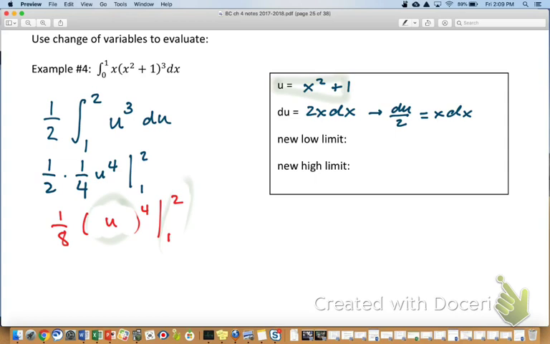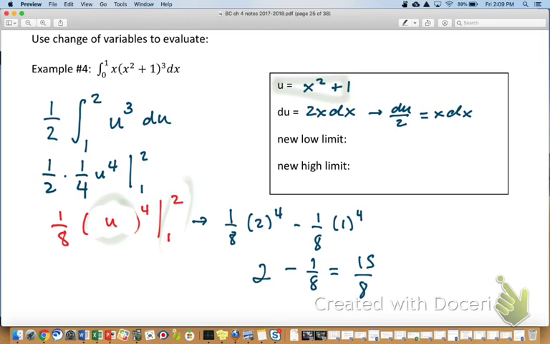So to finish this one off, it would be 1/8 times 2 to the 4th minus 1/8 times 1 to the 4th. 2 to the 4th is 16, over 8 is 2. So 2 minus 1/8, 15 over 8. Sound about right? Yeah, 15 over 8.